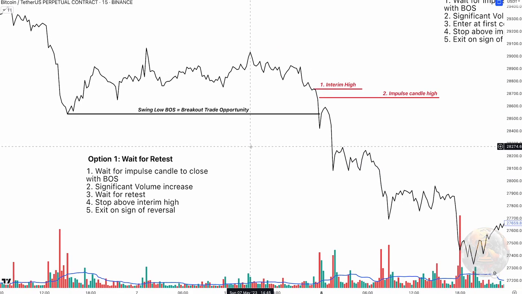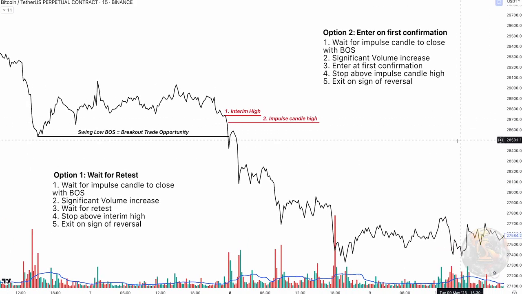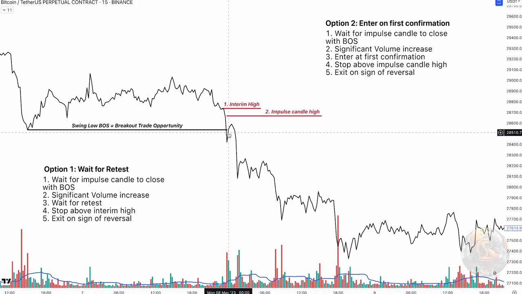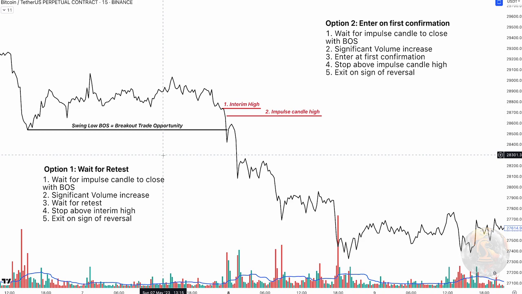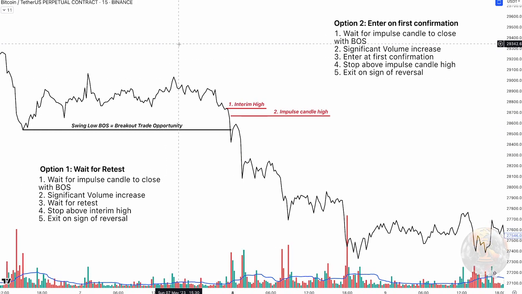Option one is waiting for the retest. Option two is entering on the first confirmation. So in this example, not every breakout will give a retest. So you can have a valid strategy where it trades based on there being no retest. You have to do things slightly differently, and you really have to be careful with this because this can be easily mistaken for FOMO trading or impulse trading. It's not impulse trading if done correctly.